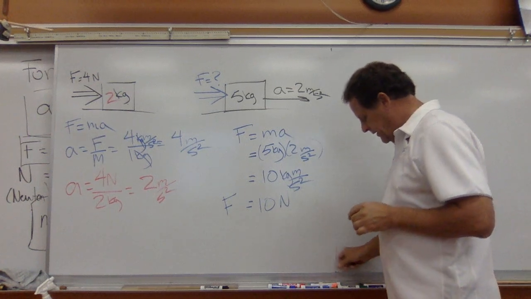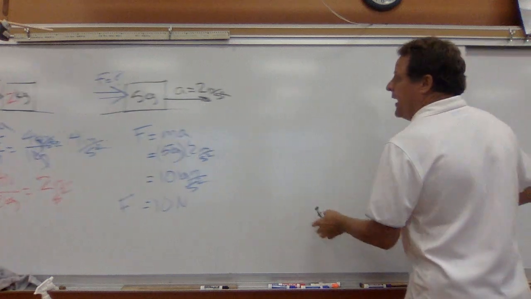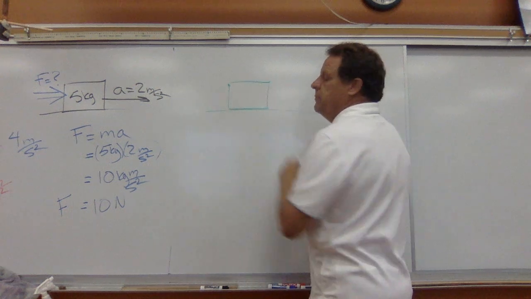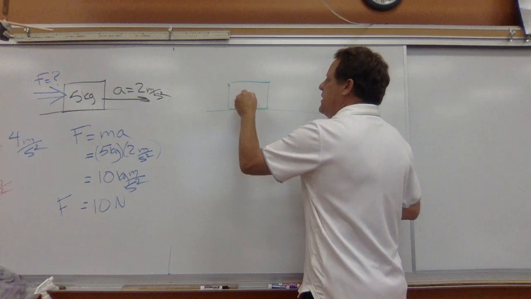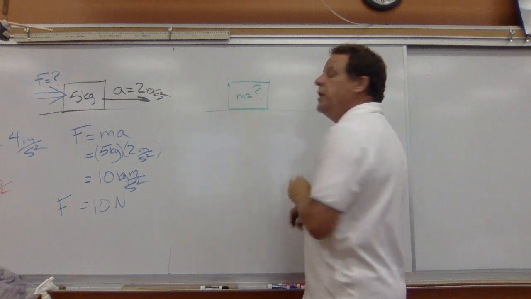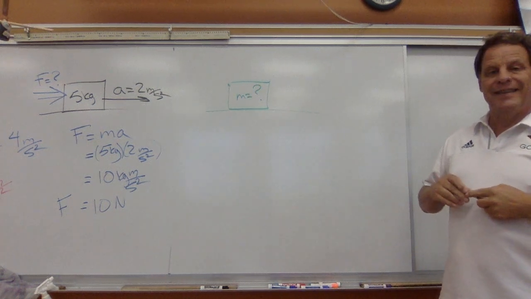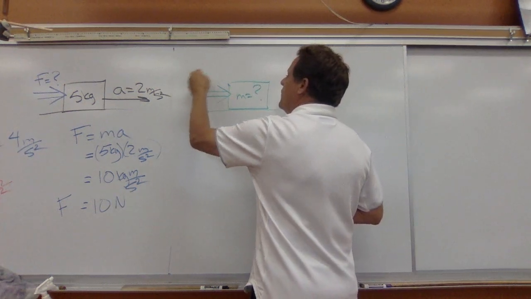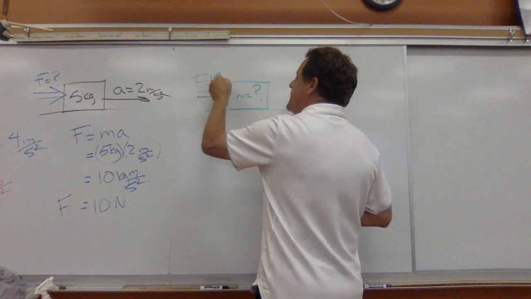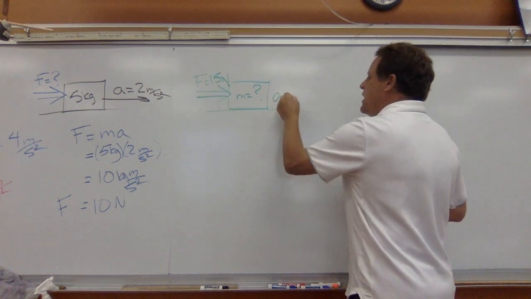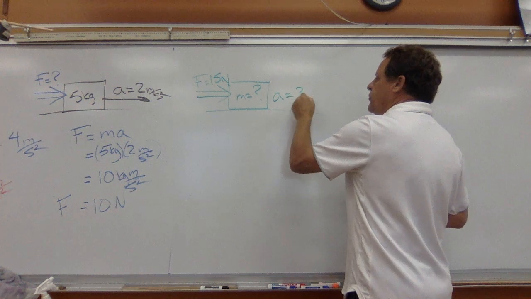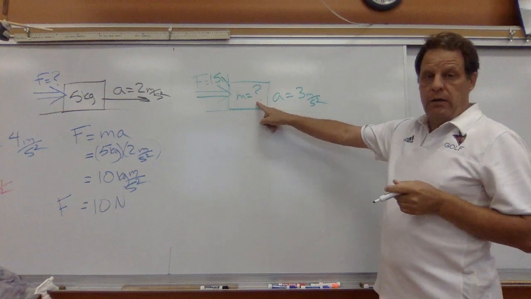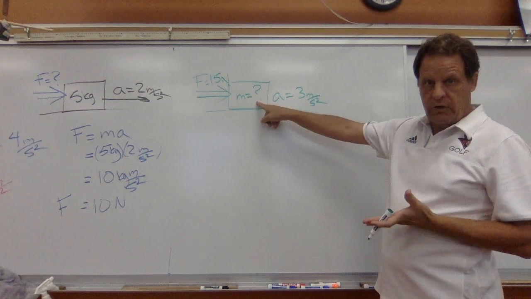All right. Lastly, let's take a look at a question. We have an object here, and now we don't know what that mass is. And let's say we have a force of 15 newtons. And we know the acceleration is equal to 3 meters per second squared. Okay, what then is our mass?